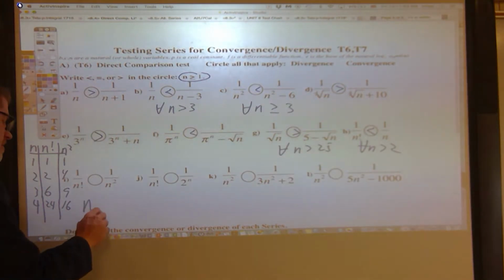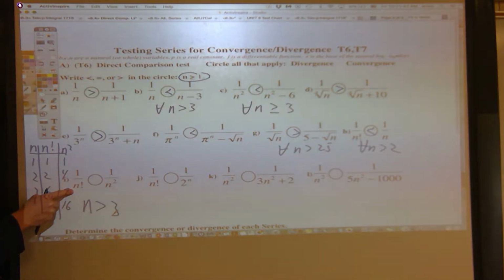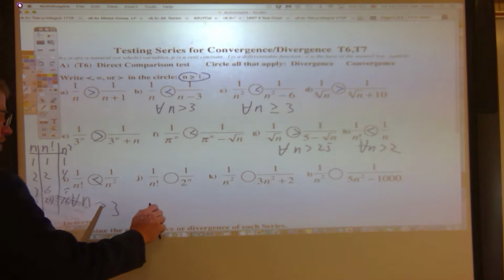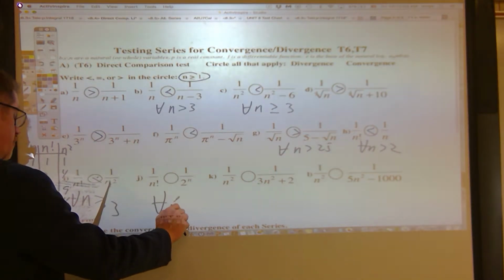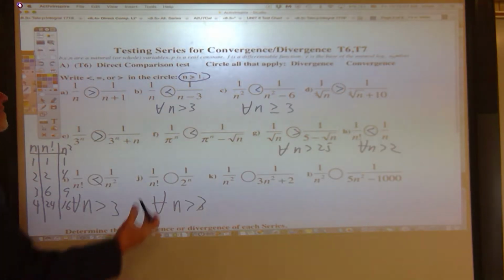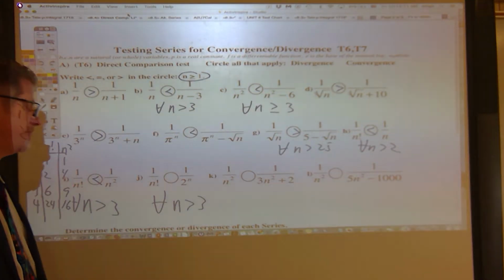So if n is greater than 3, then n factorial will be a bigger denominator than n squared. Bigger denominator means smaller overall, so we end up less than there, provided that's for all n. Upside down, it is for all n greater than 3. Likewise, the horse race is done once it's determined and clearly visible once n is greater than 3 over here also.